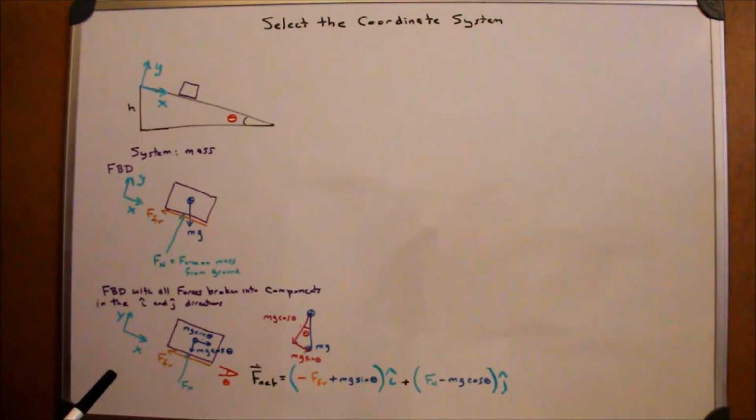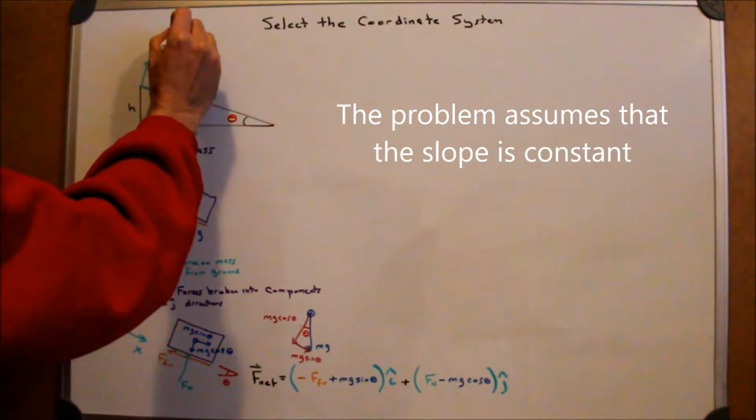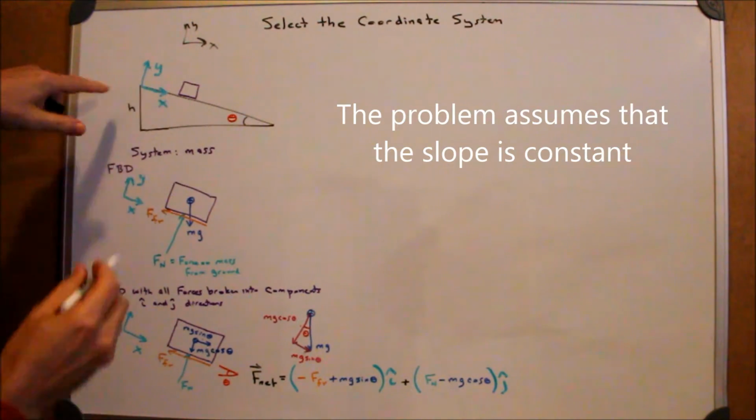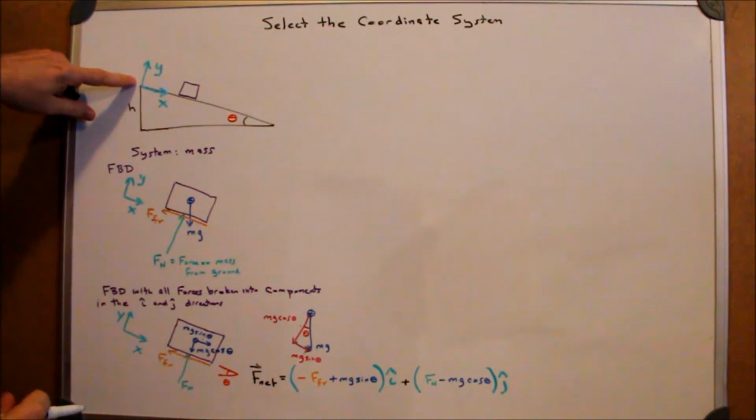And you're always going to want to pick it so your coordinate system is not... You don't want to do this. You just don't want to pick the general coordinates. You always want to pick it so that x is along the slope and y is perpendicular to the slope. And we're going to talk about why.